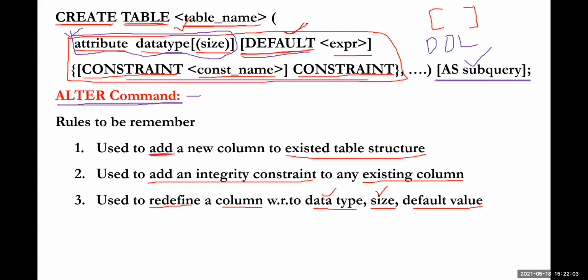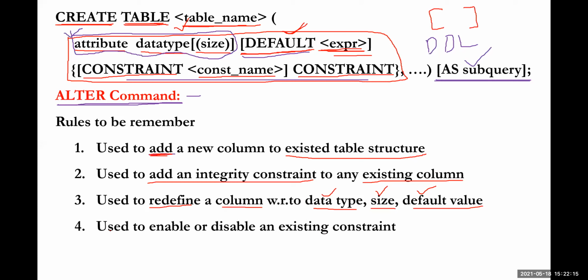Here, if some expression has been given, that expression must be changed. These three can be changed, so you can redefine that. Then use it to enable or disable an existing constraint. If you have a constraint being enforced on a column, that column constraint will be enabled by default. If you want to disable it, you can disable it. If you want to enable it, you can enable it. That is also possible.